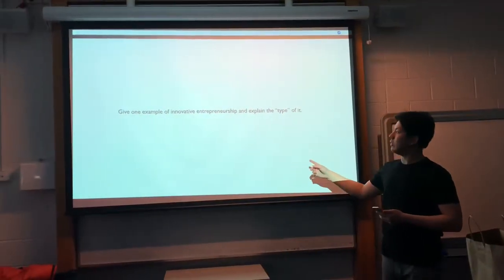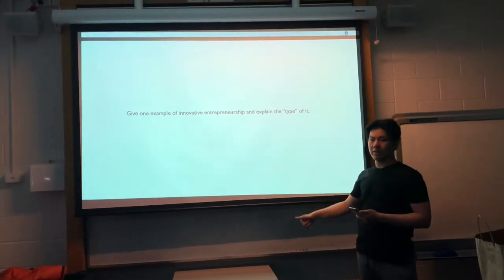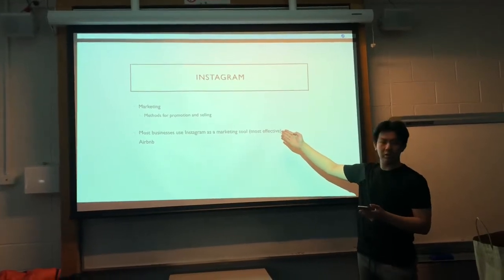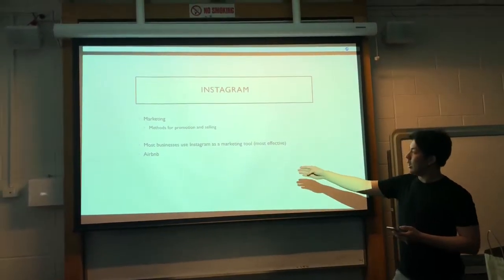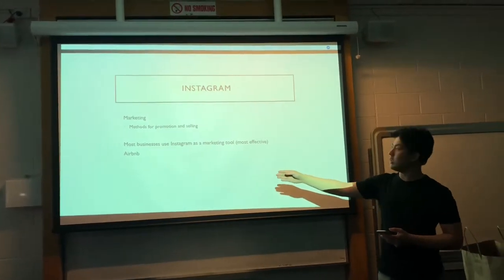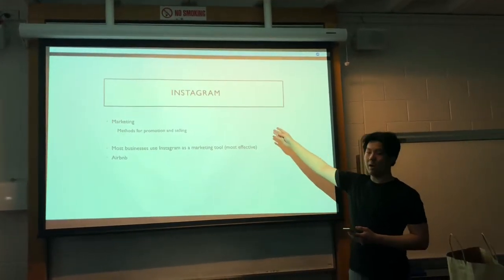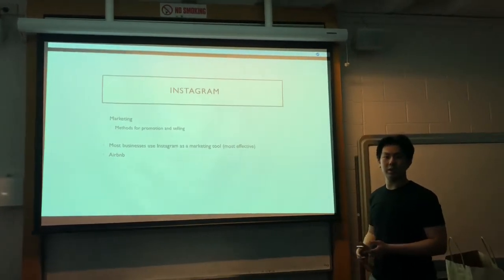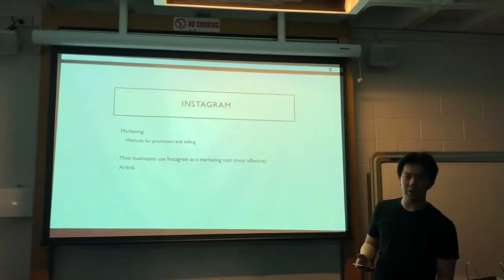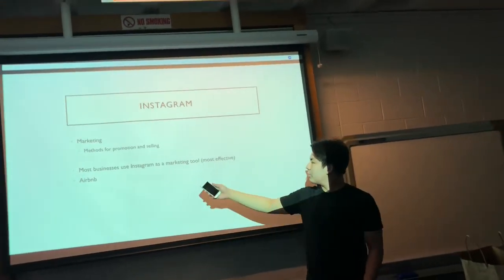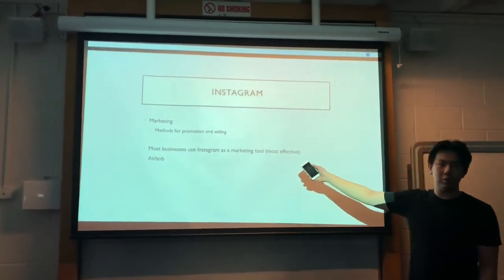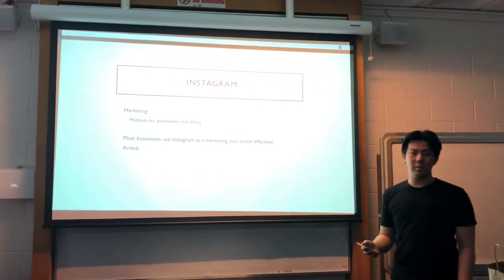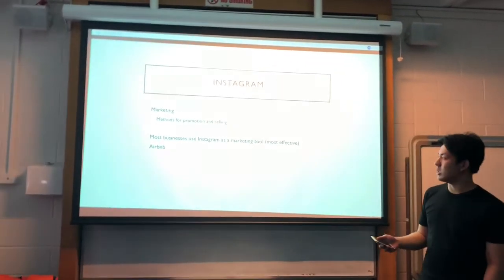Give one example of innovative entrepreneurship and explain the type of it. I chose marketing as the innovative entrepreneurship choice. Marketing is the method for promotion and selling. I chose Instagram marketing because nowadays people choose marketing on Instagram, advertising their business, their products, their services. Instagram is the most effective marketing tool as of 2018. It has beaten on-street marketing such as billboards, posters and so on.